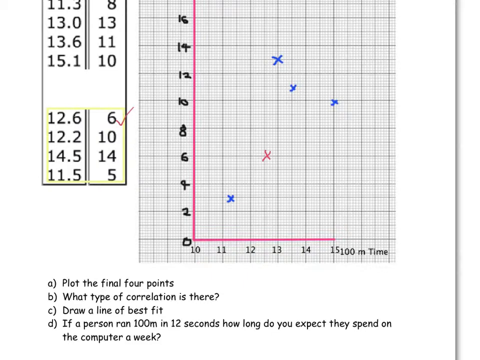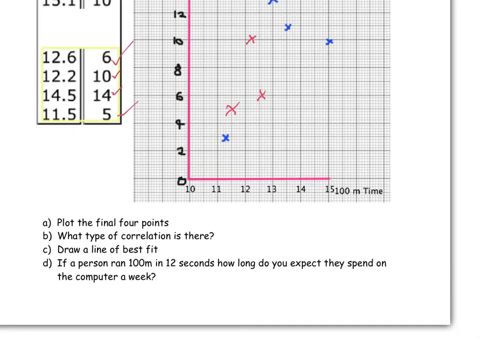Next one, 12.2 against 10. That's up there. Then 14.5, so 14 and a half across, up to 14, up here. And finally 11.5 and 5, which is here. Now we've done the first bit, we've plotted the 4 points. So make sure you read the axes carefully and you can plot your coordinates onto the grid. That usually gets you maybe 1 or 2 marks.